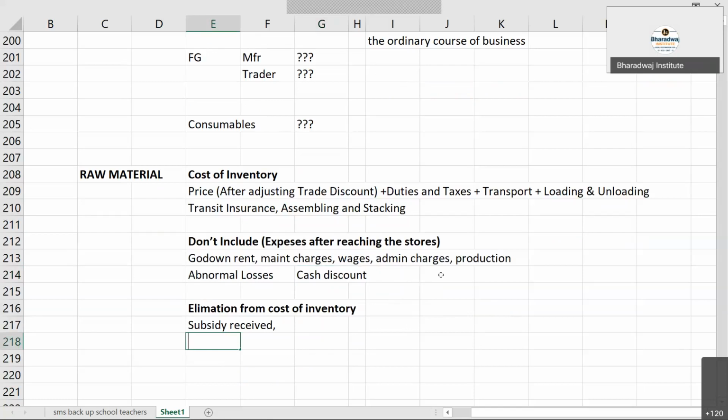Then suppose you're importing material, forex losses, foreign exchange losses and gains. See, at the time of importing, it may be dollar.